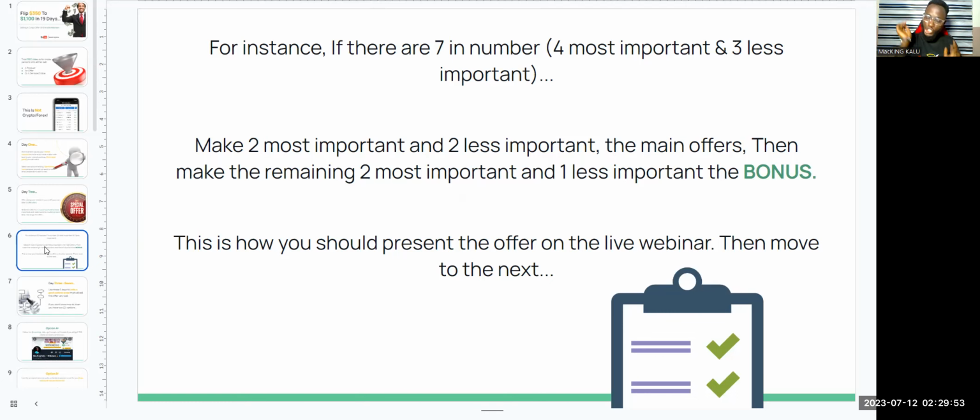Now, make sure that if your most important is five and your bonus is, let's say, four, which is nine. Remember, I said it should be an odd number. Let's say your most important is five and your bonus is four. Pick out two from your most important and three from your less important. Make up the main offer. And the remaining three from your most important and two from your less important should be the bonus.